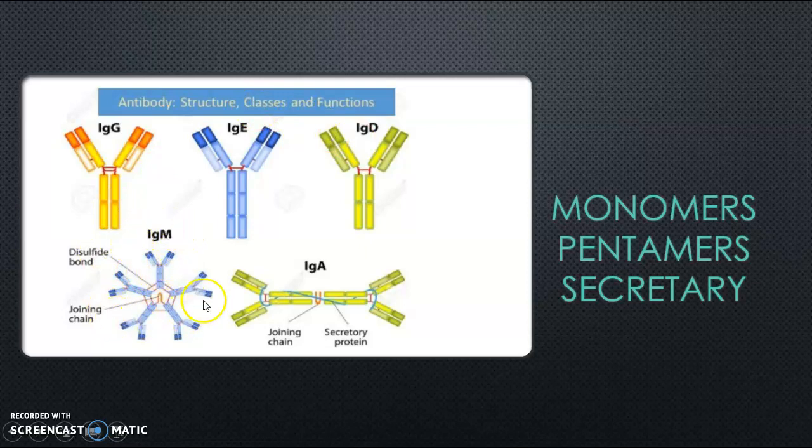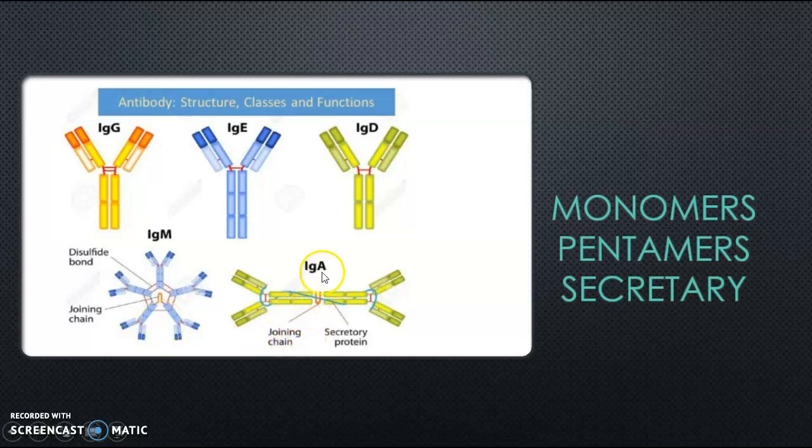The IgMs are your pentamers. You can remember pentamer is 5, so M has 5 points: 1, 2, 3, 4, 5. These can be attached to the surface of B cells, or they can be secreted into the blood. These are responsible for early stages of immunity.